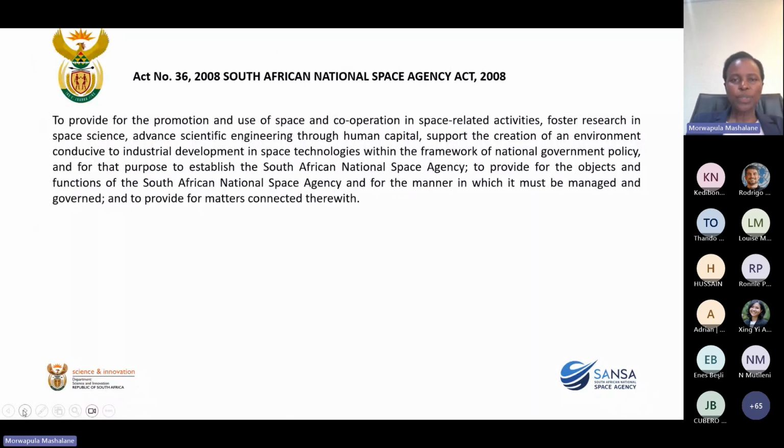Before we start with the training, allow me to introduce our organization. We are a public entity under the Department of Science and Innovation, and our mandate is to provide for the promotion and use of space and cooperation in space-related activities, foster research in space science, advance scientific engineering through human capital, and support the creation of an environment conducive to industrial development in space technologies within the framework of government policy.